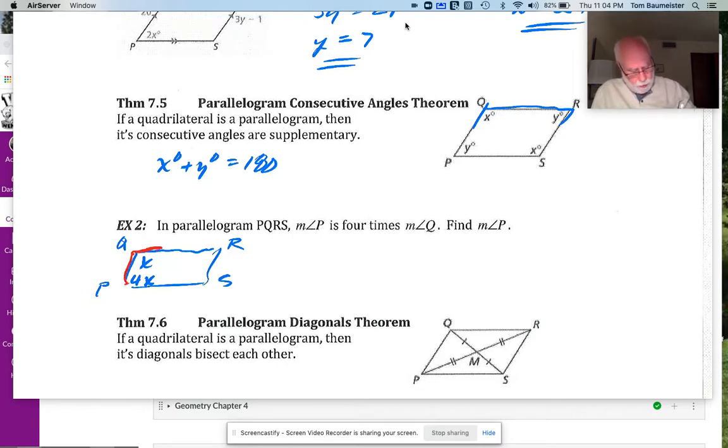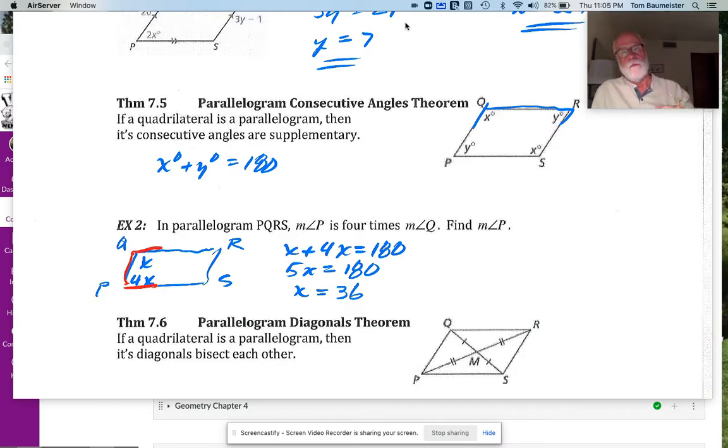Again, it's a parallelogram, so we know that those are supplementary. So we can say that X plus 4X is equal to 180. Or simplifying, 5X is equal to 180. Divided by 5, we'll get that X is equal to 36.